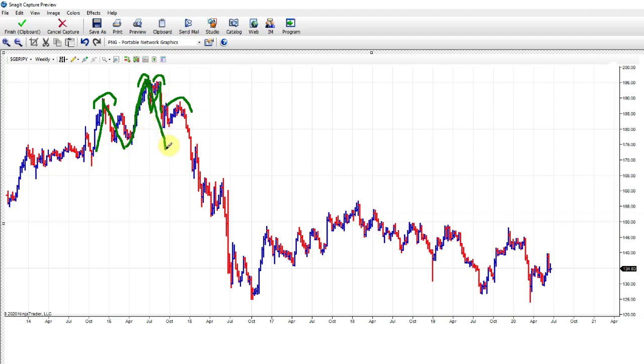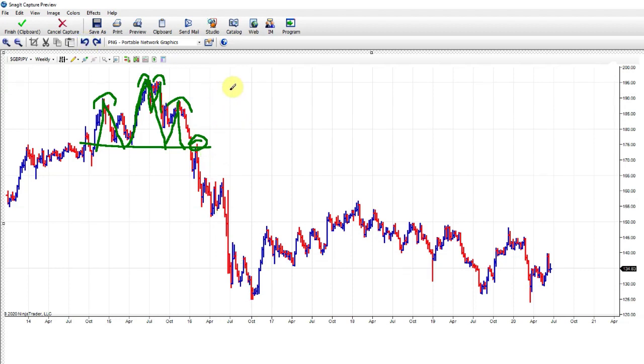The peak is the head, and this is the right shoulder. Once it cracked through this neckline, which is simply a line drawn through the pattern, it indicated that this market was going to reverse and go lower. And as you can see, that's exactly what happened, where it crashed from 195 all the way to 125. You could have made $70,000 with a $1,000 margin in that time frame.